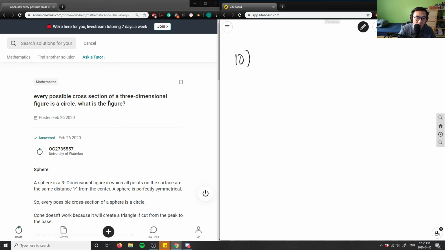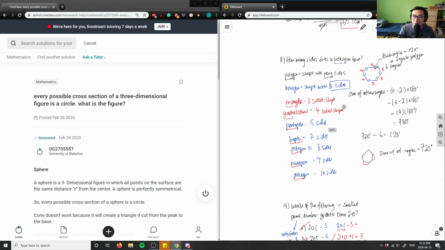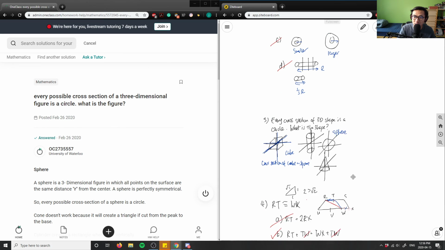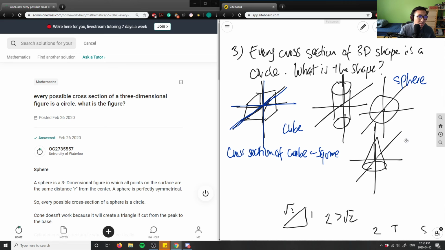It says here every possible cross section of a three-dimensional figure is a circle. What is the figure? So we did this question already. I'm just going to go back and check. We actually did a lot of work today. We did this here. Every cross section of a 3D shape, this was our third question of the day, is a circle. What is the shape? And we talked about how the sphere is the shape, right?